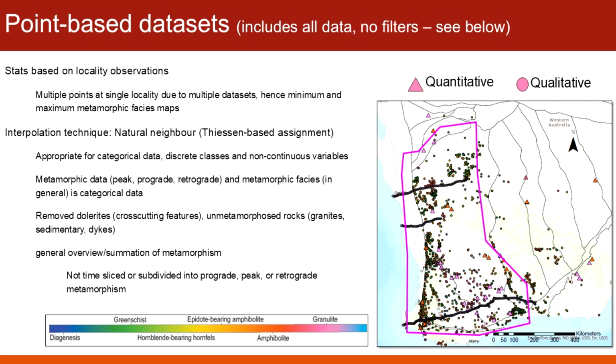For the next slide, I'll show the interpolations, but just to go over how we decided to create those, we used a natural neighbor technique, which is best for categorical data, which metamorphic data is. As far as time slicing goes, we don't have beautiful time slices like Rose does yet, because we just wanted to get that fundamental understanding of metamorphism across the Western Yilgarn. But one time slice we did include was removing all unmetamorphosed dolerites, unmetamorphosed rocks including granites, any sedimentary features, or any cross-cutting dikes that were in the data set. This just removes some of the bias that those would lean towards with the interpolation.